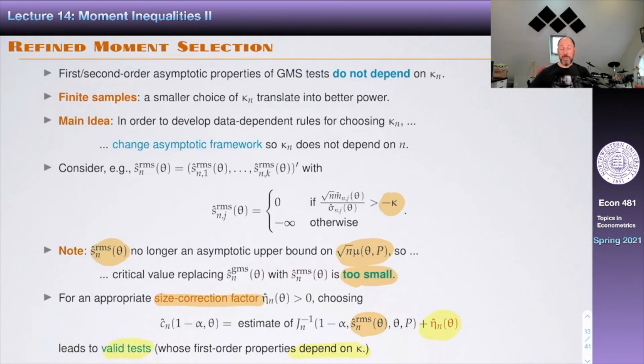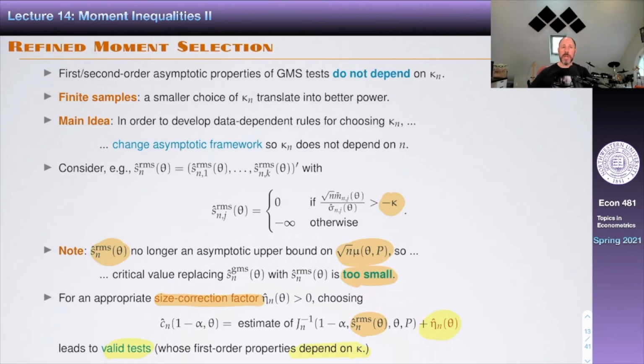I just want you to be aware that the refined moment selection exists, and I don't want to be unfair to the paper because ex post it's easy to criticize. The problem of trying to choose kappa is difficult.